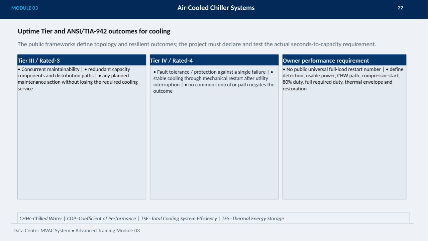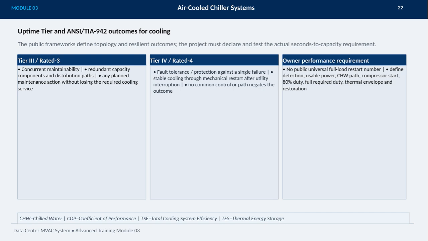the necessary cooling service. Moving up to Tier 4, or rated 4, the system must be fault-tolerant, providing protection against a single failure. It should maintain stable cooling even through mechanical restarts after a utility interruption, and importantly, no common control or path should compromise this outcome. Owners must specify performance requirements carefully, since there's no universal public full-load restart number. They need to define critical parameters like detection, usable power, chilled water path, compressor start sequences, operation at 80% duty, full required duty, thermal envelope, and restoration processes.